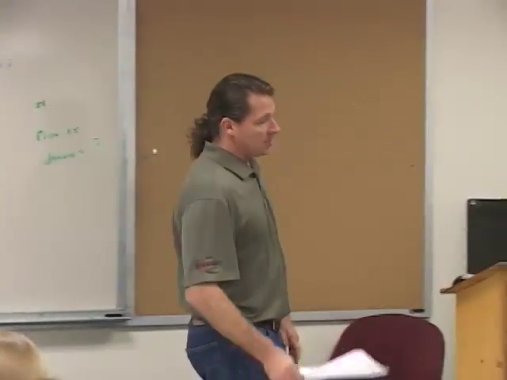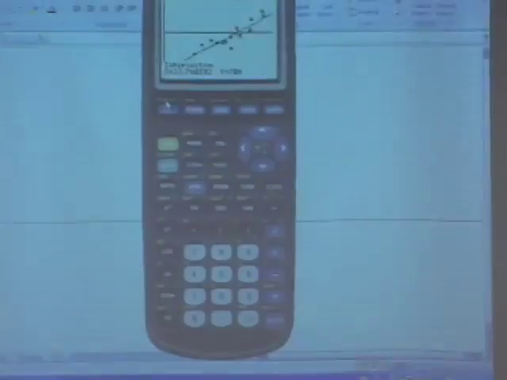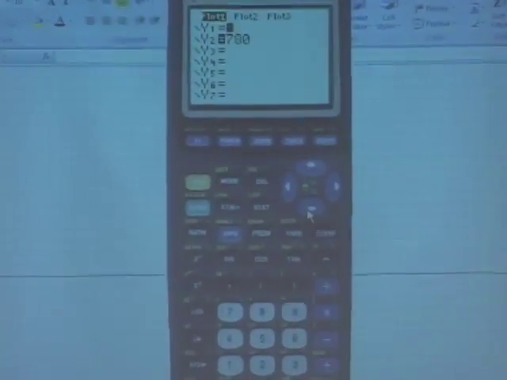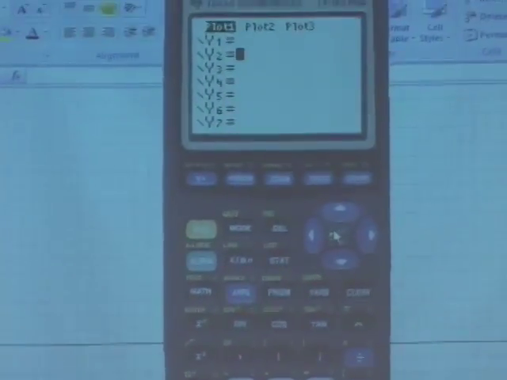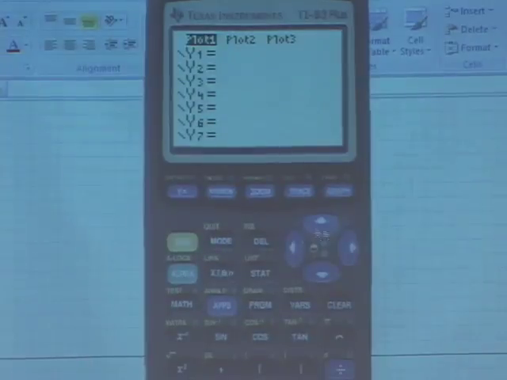All right, so procedure number 1, I usually back out of everything. I go to my y equals, clear out any work that I had. Leaving the plot 1 turned on, though, because I know I'm about to make another scatter plot.